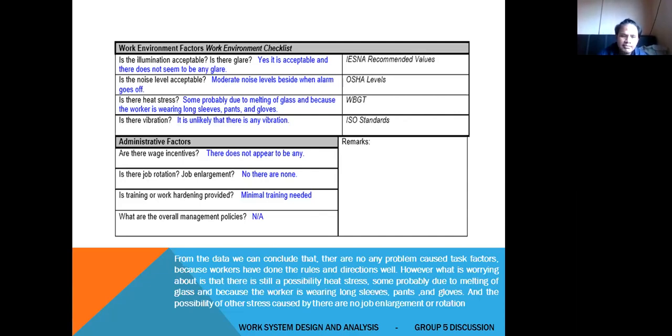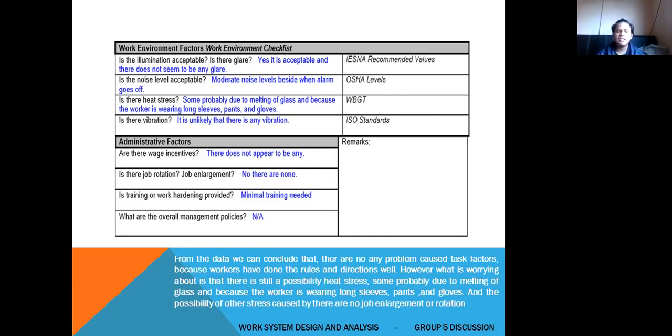And the administrative factors are the wage incentive. There does not appear to be any. And is there job rotation? Job management? No, there are none. And the third is training or work hardening profile, minimal training needed. And the last, what is the overall management policy? Not to be attendance.